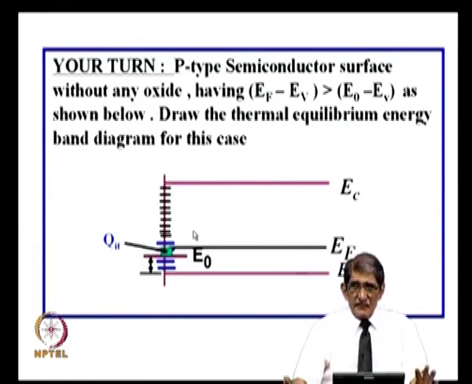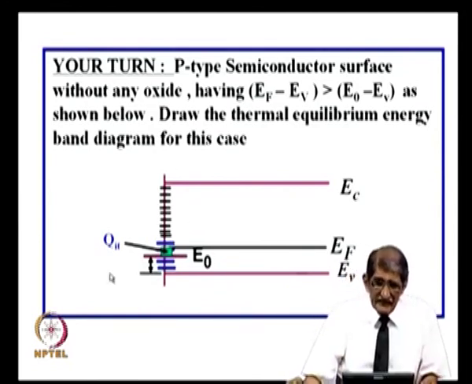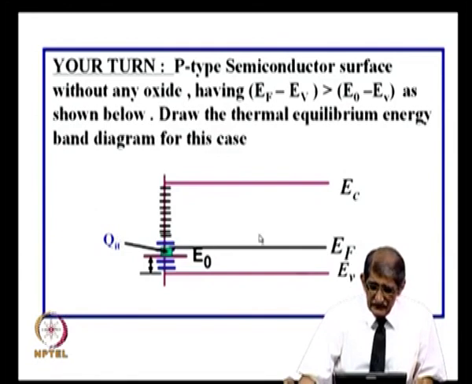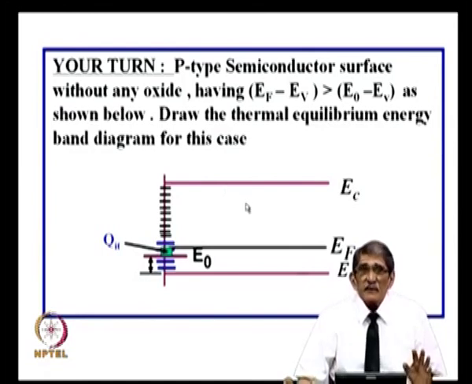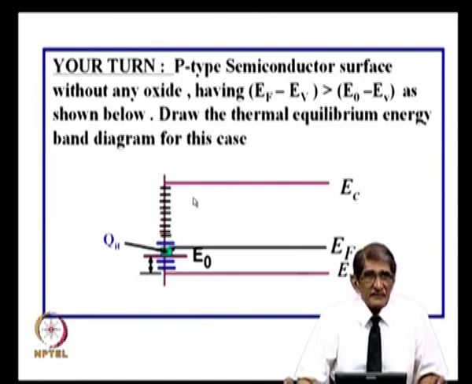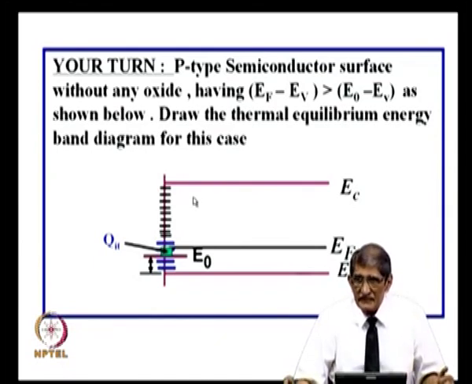This is not an equilibrium situation. If surface states were not there, I have a situation where the Fermi level is above the E naught. Okay. That means these are the acceptor states which are occupied. What way the energy band diagram will bend, what will happen to the semiconductor surface, I let you discuss when you go back. Okay. In fact, what you have to realize is the levels below the Fermi level are occupied, that means these acceptor levels are occupied. Okay.